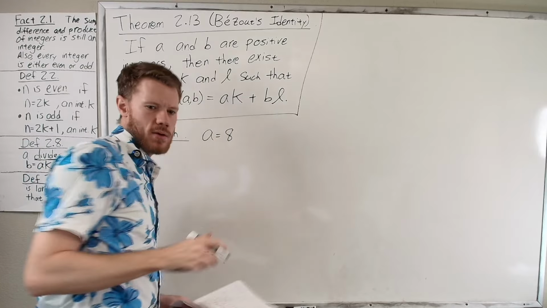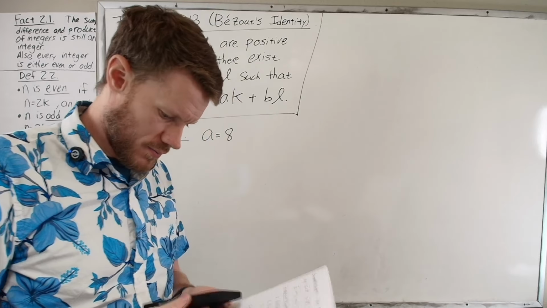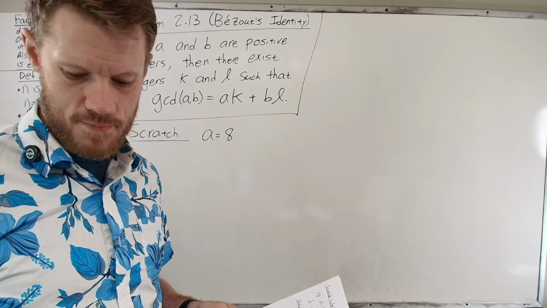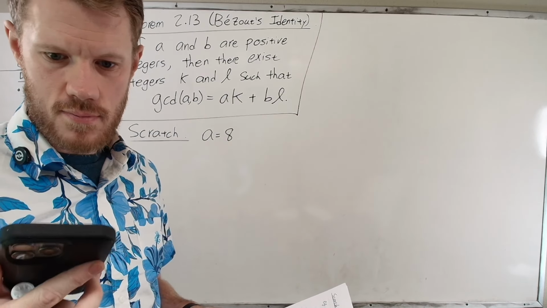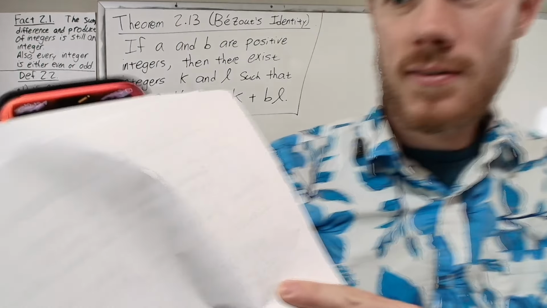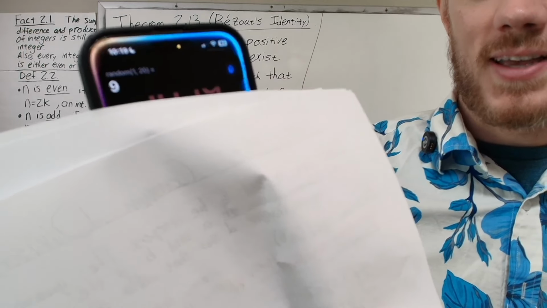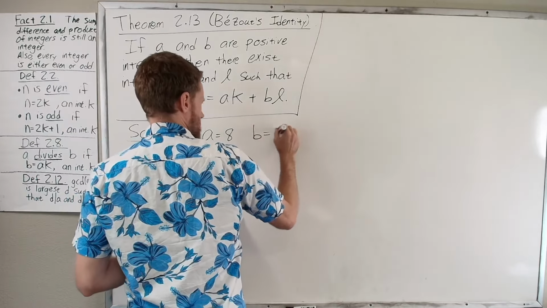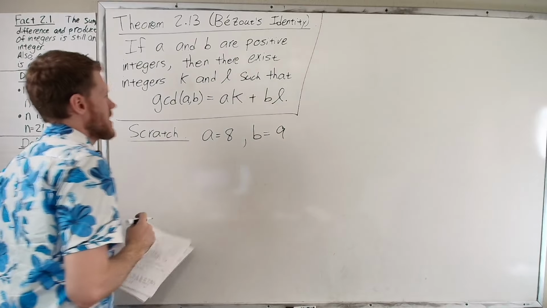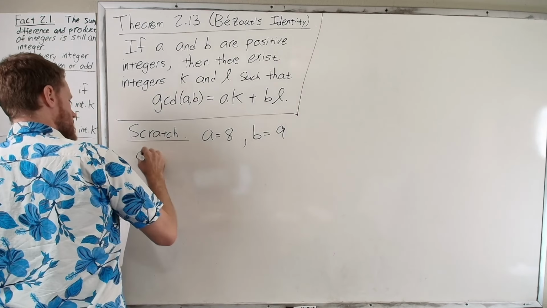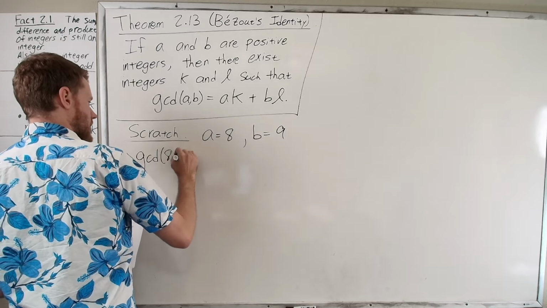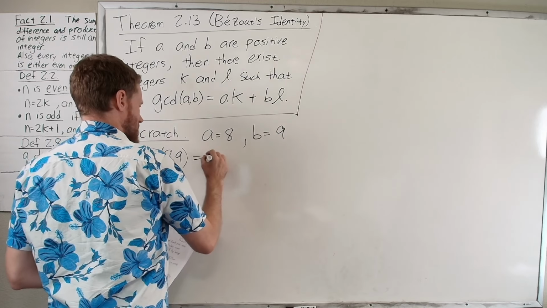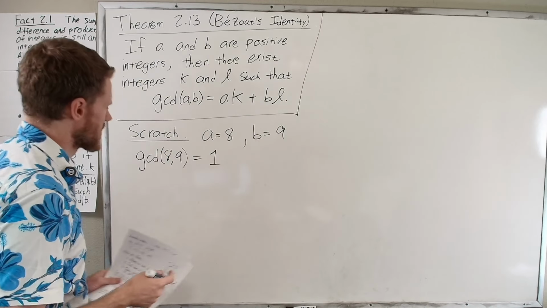Okay, so let's do an example. A equals 8, and give me a random number between 1 and 20. Okay, didn't say it. There you go, I'm covering up my daughter's face. 9. Okay, this is not the best one, but nevertheless, let's do this one. 9, okay. So what is the GCD of 8 and 9? 1.